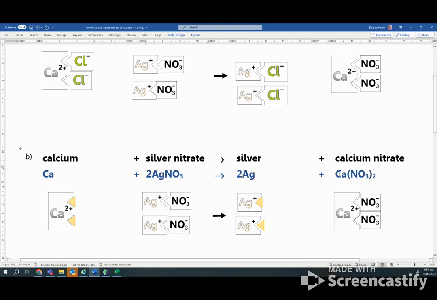You might ask, why haven't I shown charges over here? It's simply because in the compound, the two positive charges on the calcium are cancelled out by the one negative charge from each of the two nitrate ions.